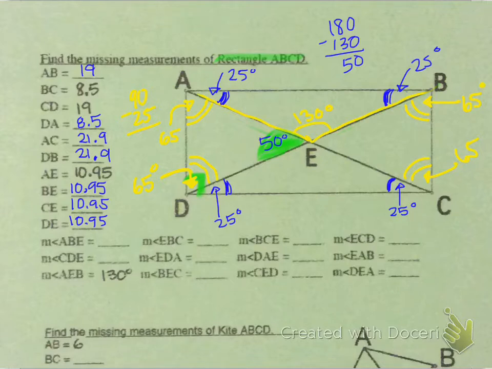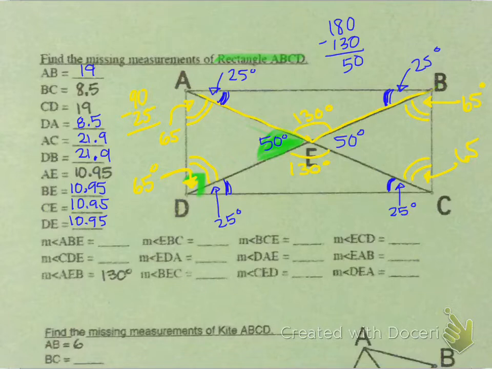Now I have pretty much all the angles that I need. This one over here is the same size because it's vertical. This one over here is the same size as the one across from it because those are vertical. So now I have mostly all the angles in my rectangle. Let's just fill them in.